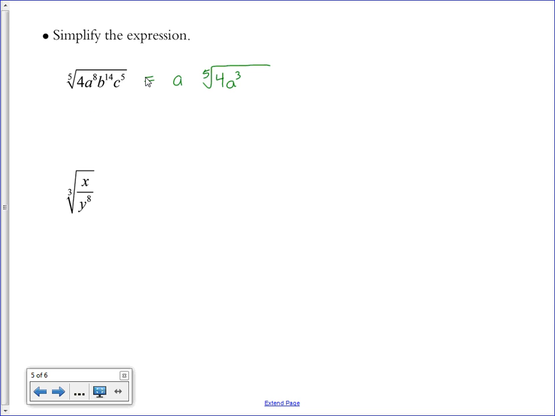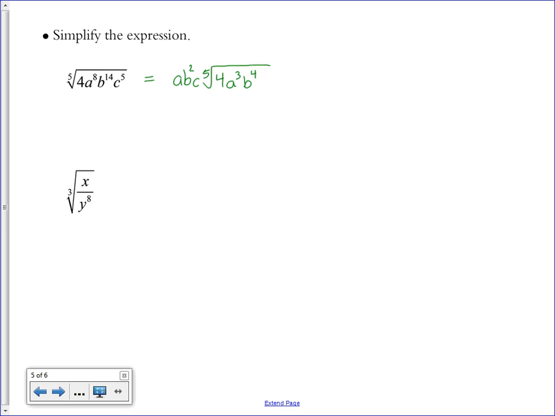Then we've got the 5th root of b to the 14th. So how many groups of 5 b's can we take out? Well, we can take out 5, 10, right? So 2 groups of b's. That means b to the 2nd power is coming out, but there will still be 4 b's left over inside. And then the c's, it's c to the 5th power inside, and we're taking the 5th root. So we know that the 5th root of c to the 5th will just be c. So that c gets to come out.